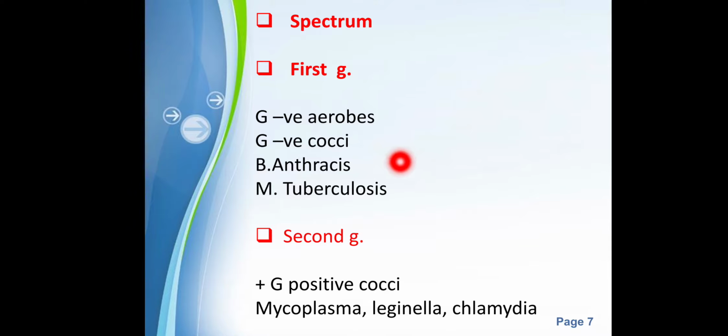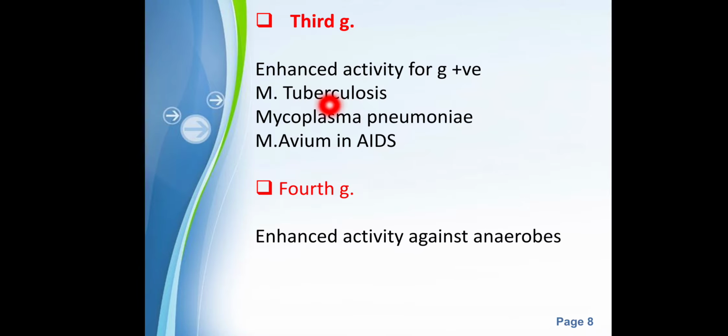Second generation has some addition. It is also active against gram positive cocci, right? The first generation was not active against gram positive. It is active against gram positive cocci plus mycoplasma, legionella, chlamydia. Again, I am telling you that you will become more familiar with the names of these organisms in microbiology. Third generation has enhanced activity for gram positive organisms, meaning compared to first and second it is more active against gram positive, plus tuberculosis, plus Mycoplasma pneumoniae, plus Mycobacterium avium. It is specifically more common in patients of AIDS.